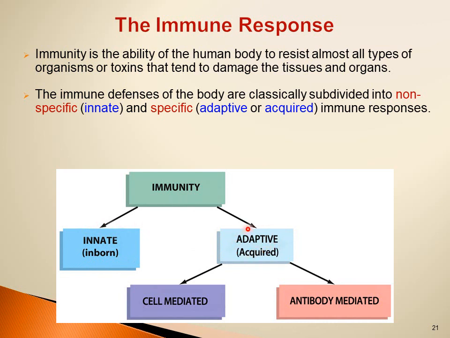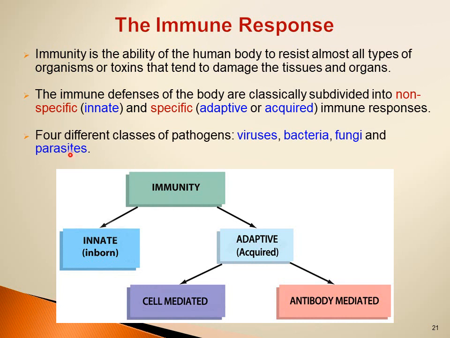The adaptive or acquired immune response, as we'll see in the third lecture, is subdivided into cell-mediated immune response and antibody-mediated immune response. We have four different classes of pathogens that trigger or stimulate the two classes of the immune response. These are viruses, bacteria, fungi, and parasites.